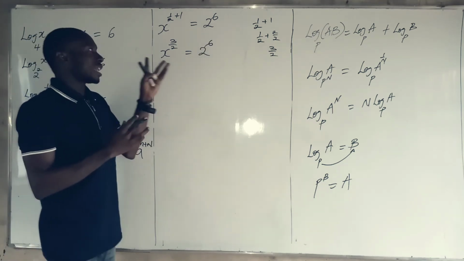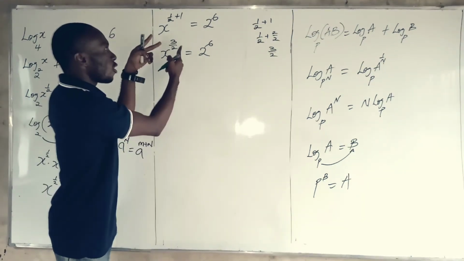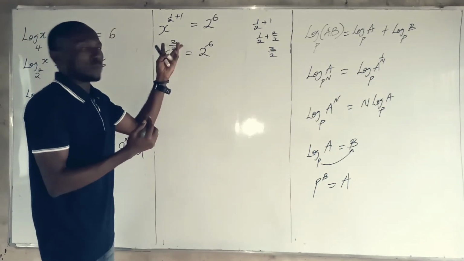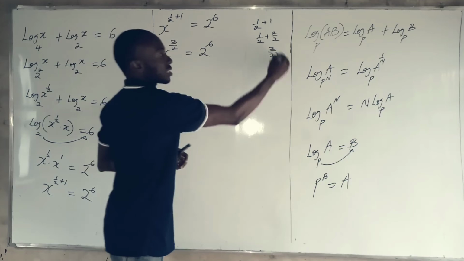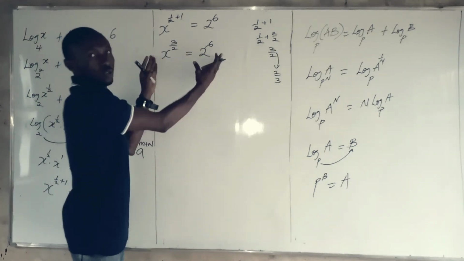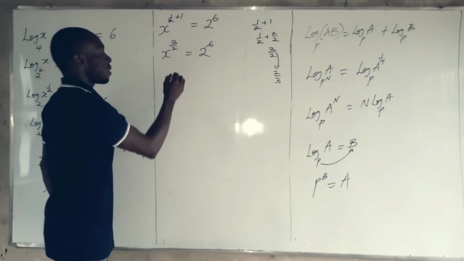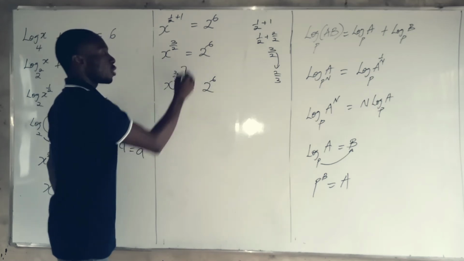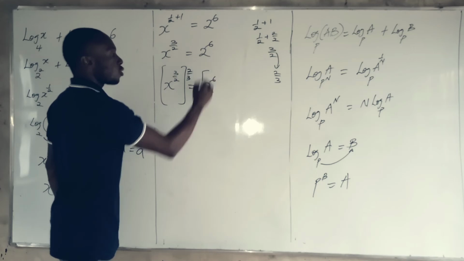Now we want to obtain the value of x. So I'm looking for a way to get rid of this power here. And how do we go about that? We just look for the multiplicative inverse of 3 upon 2, which is 2 upon 3. So we take the power of 2 upon 3 of both sides. Okay, so we have x to the power 3 upon 2 is equal to 2 to the power 6. We take the power 2 upon 3 of both sides.